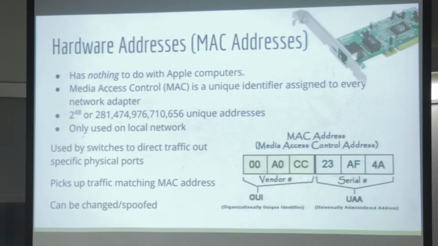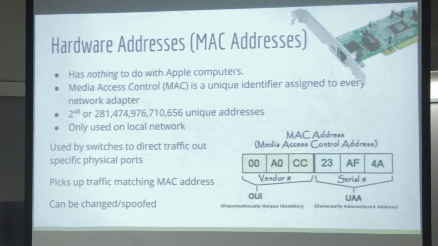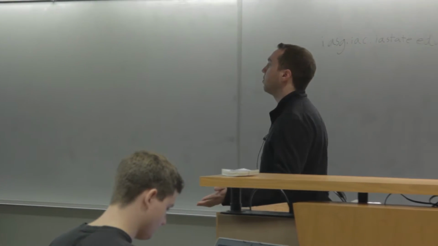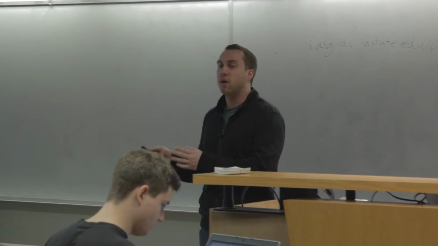The first 3 bytes are for the vendors, so anything made by the same company will usually have the same first 3 bytes, or a variation of them since they can have multiple. That's called the OUI. So anything made by Linksys will have the same first 3 bytes. And then the last 3 uniquely identify that particular network adapter. These addresses are only relevant on your local network, so beyond your gateway, no one can see your MAC address and no one really cares about it. It's only between one device and the next one on a local network, which is pretty important here.